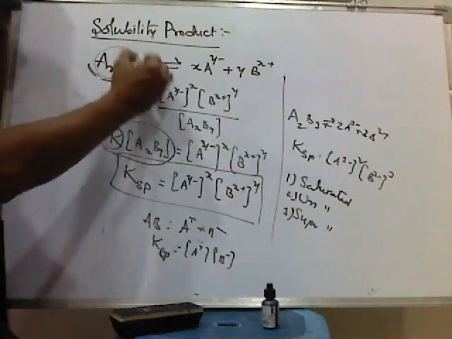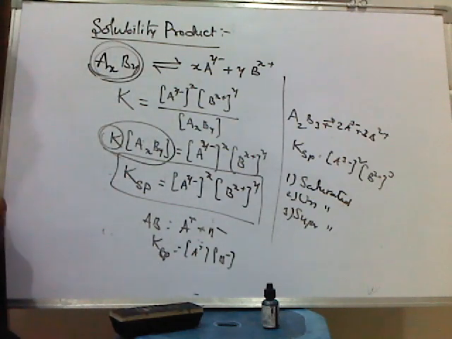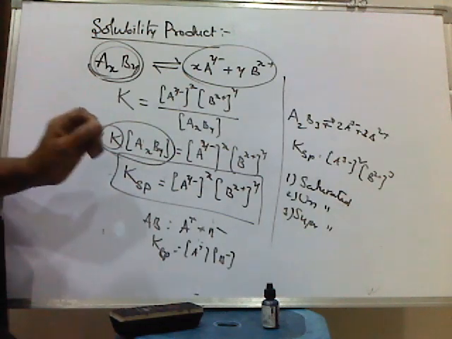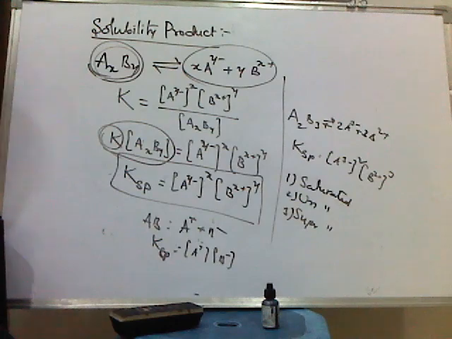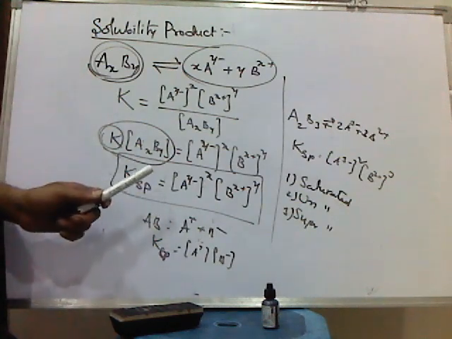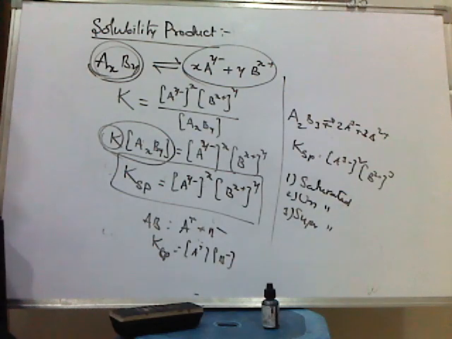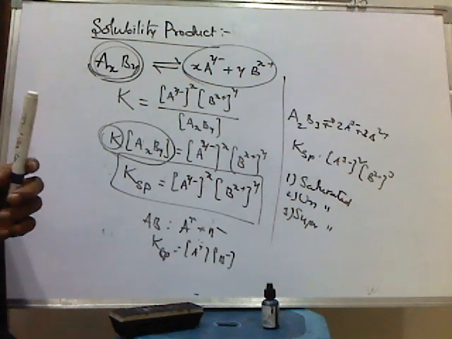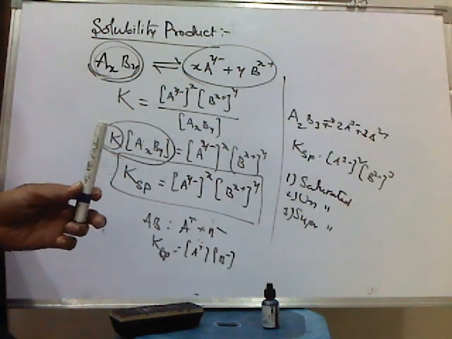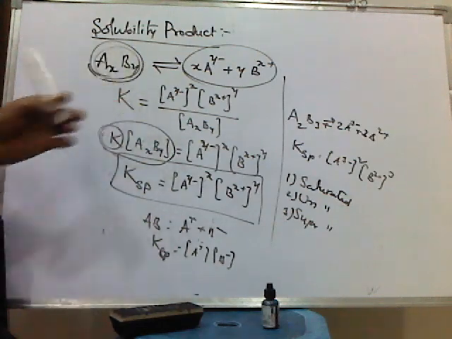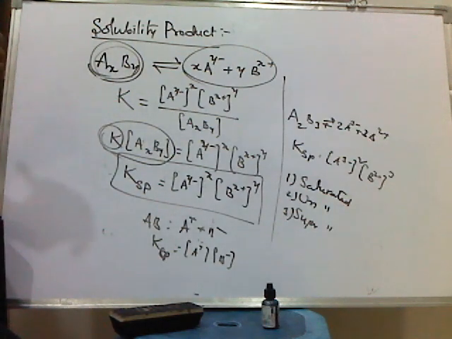When this sparingly soluble salt is dissolved in water, only a very small fraction of that ionic solid dissolves, and whatever dissolves forms a saturated solution. That is why we can define the solubility product as the product of the concentrations of ions present in a saturated solution. That is what we call the solubility product.